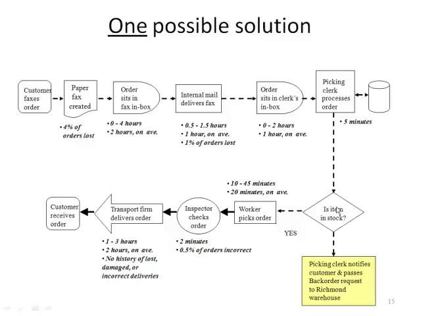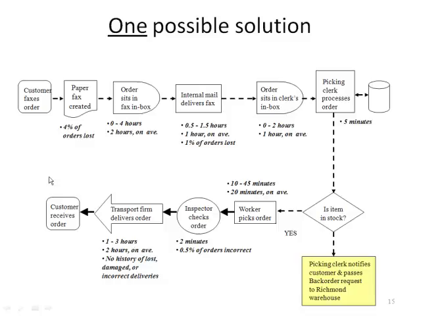If all the items are in stock, then the worker picks the order, 20 minutes on average, the inspector checks the order, takes about 2 minutes, and then the transport firm delivers the order, which can take anywhere from 1 to 3 hours, but 2 hours on average.